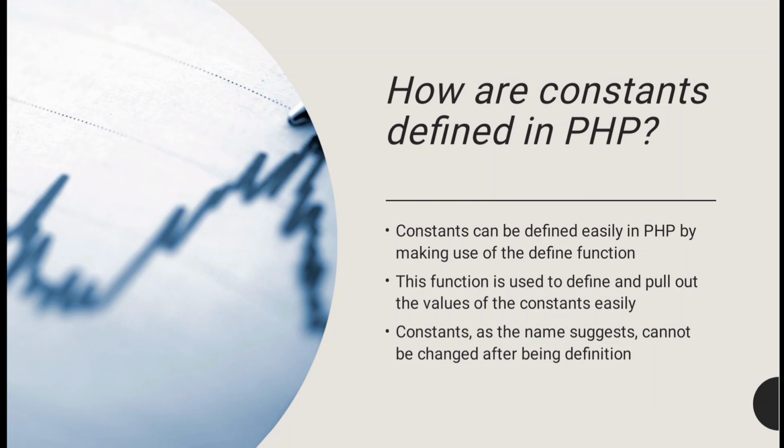How are constants defined in PHP? Constants can be defined easily in PHP by making use of the define function. This function is used to define and pull out the values of the constants easily. Constants, as the name suggests, cannot be changed after being defined.